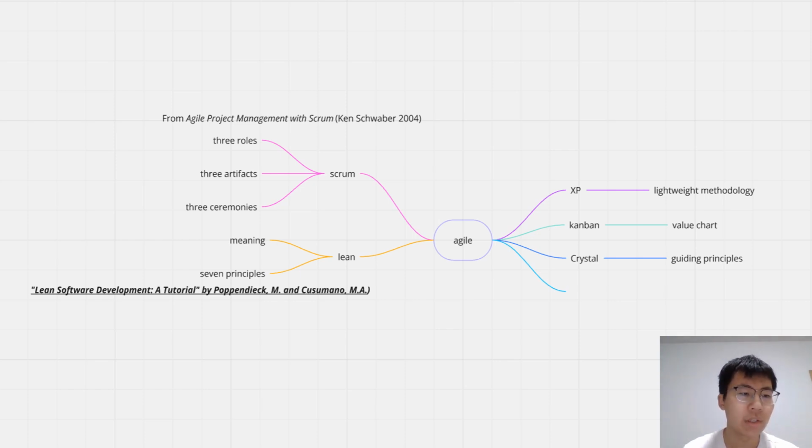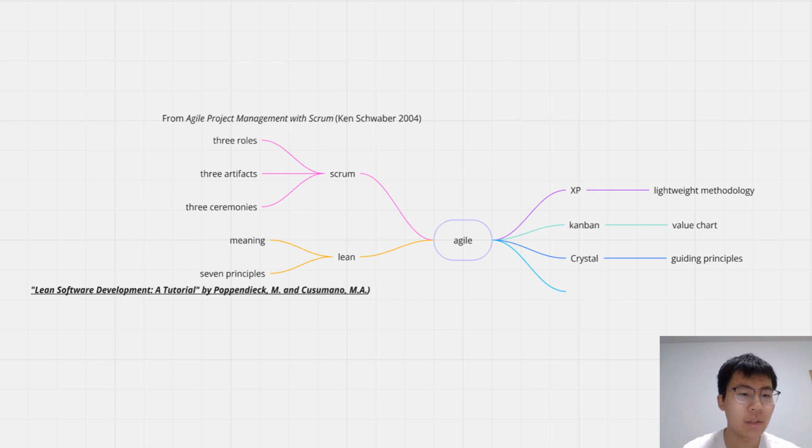There are three ceremonies. Sprint planning is where the product owner, Scrum Master, and team meet to discuss the user stories and estimate their relative size. Daily Scrum is a brief stand-up meeting where the team discusses what they have completed since the previous meeting, what they are working on, and anything that might be blocked or need help.